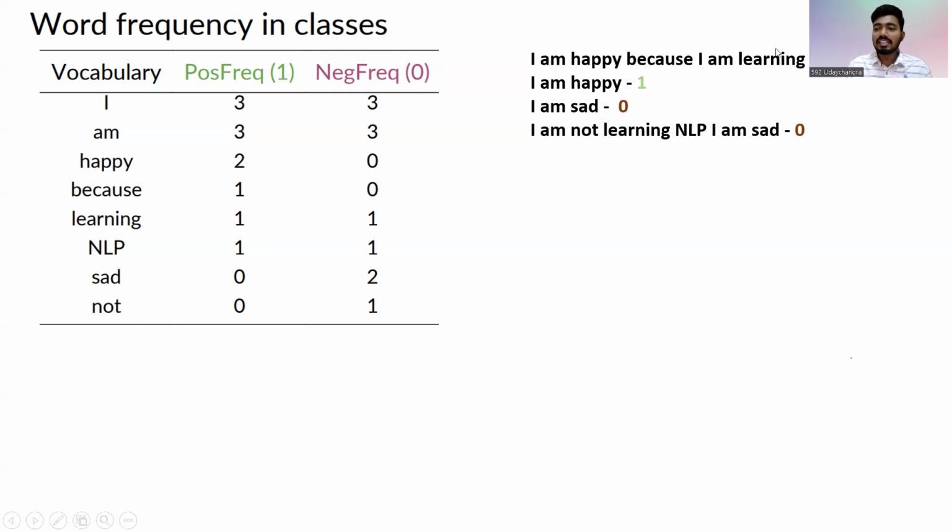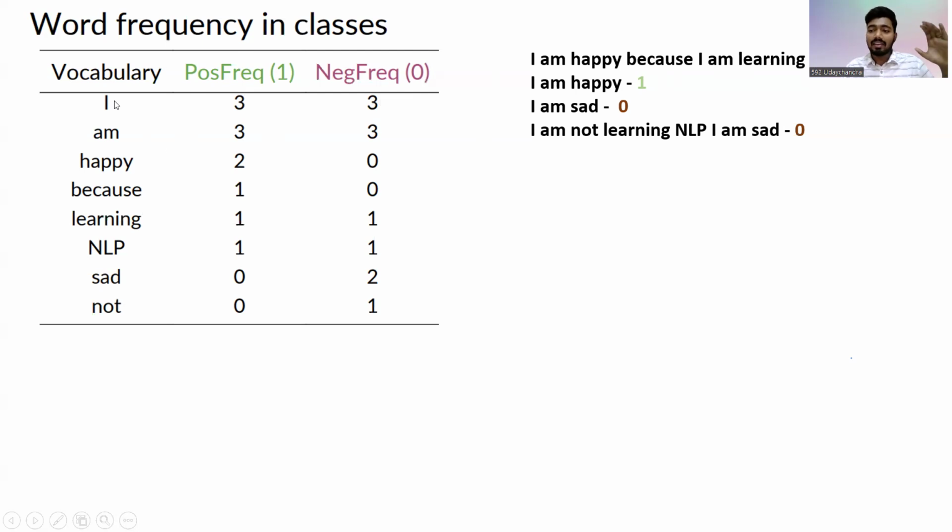This is positive feedback, so I'm giving the value 1. This is also 1. This one, I am sad, is negative feedback, so I'm giving it the value 0. And this also gets 0. Now I'm taking the entire feedback and trying to find the vocabulary. What is vocabulary? It is the set of unique words present in my feedback. So I take every word, find the unique words among them, and make the vocabulary. And now I'm going to calculate the frequency of positive and the frequency of negative.